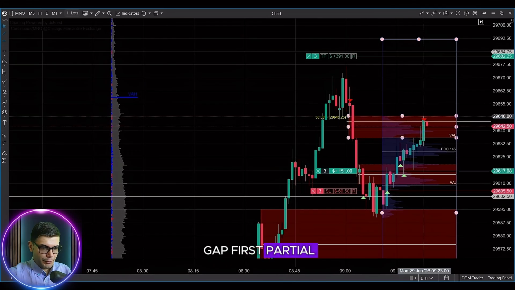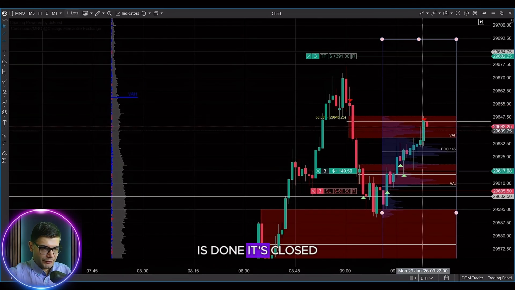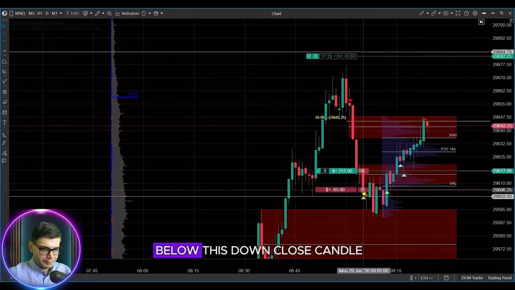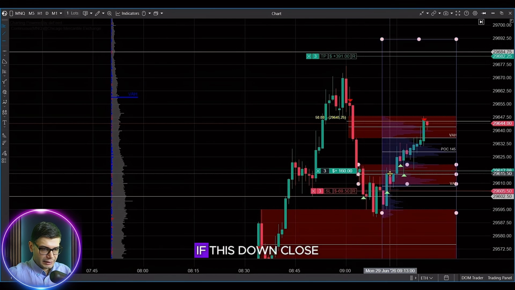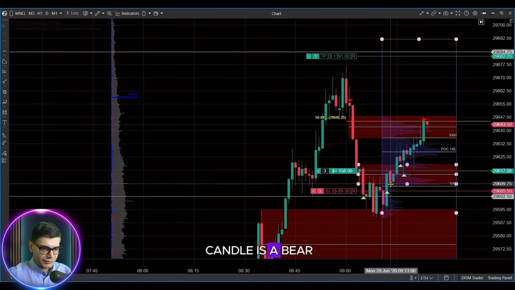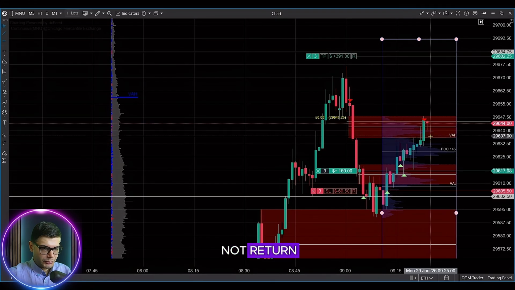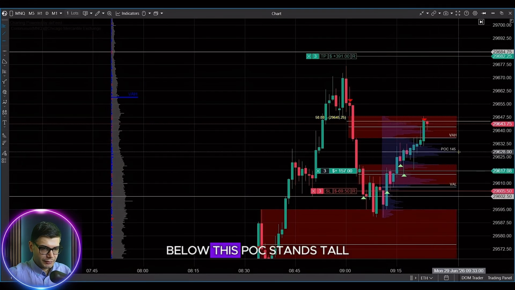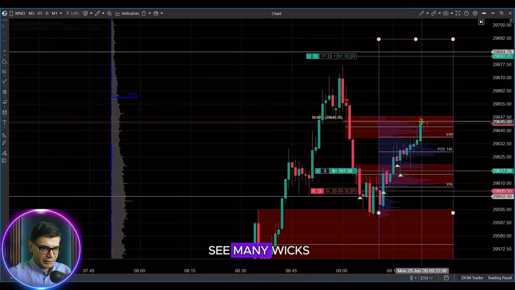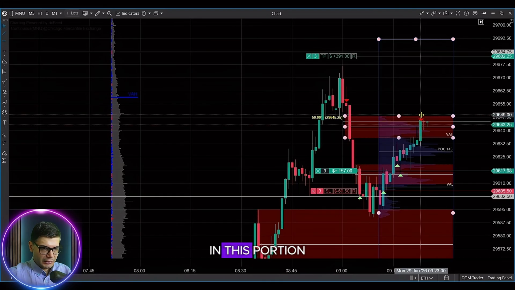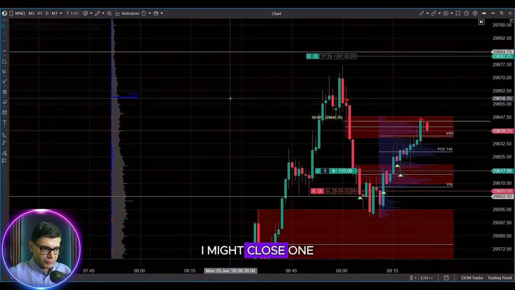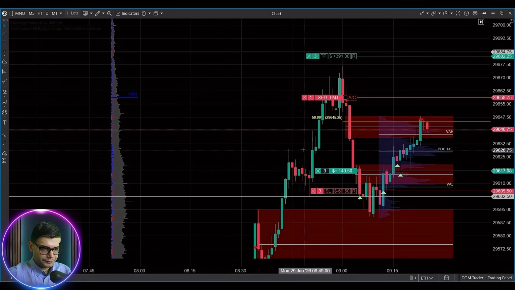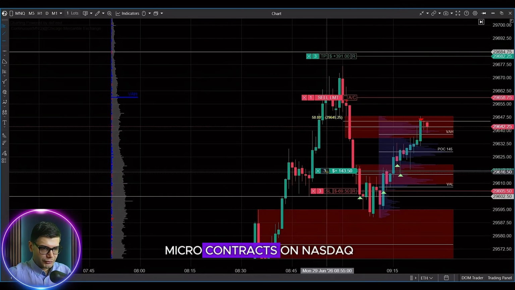First partial is done. It's closed. I move the stop below this down close candle. If this down close candle is a bear trap, the price shall not return below this. POC stands tall at 628. If I see many wicks in this portion, I might close one partial at the value area high of the previous day. I have 3 more micro contracts on.